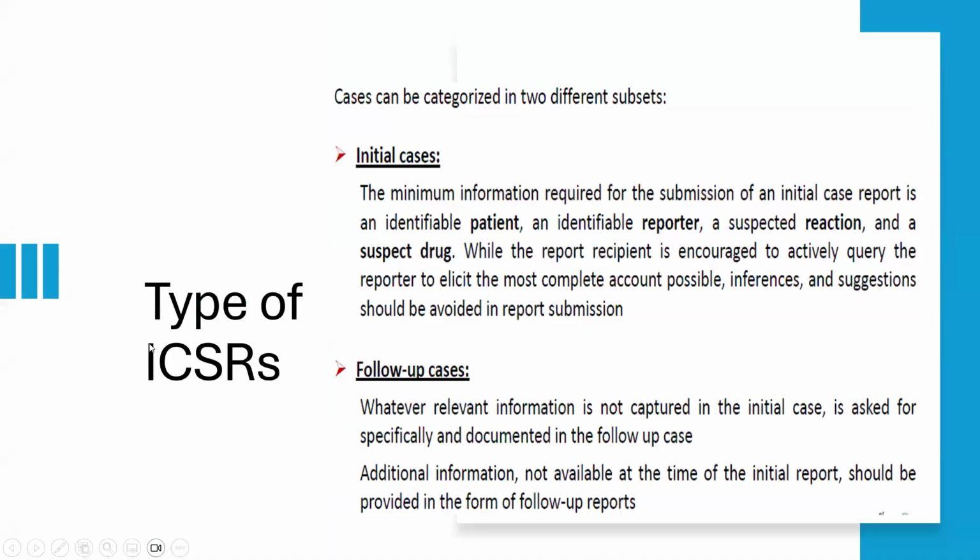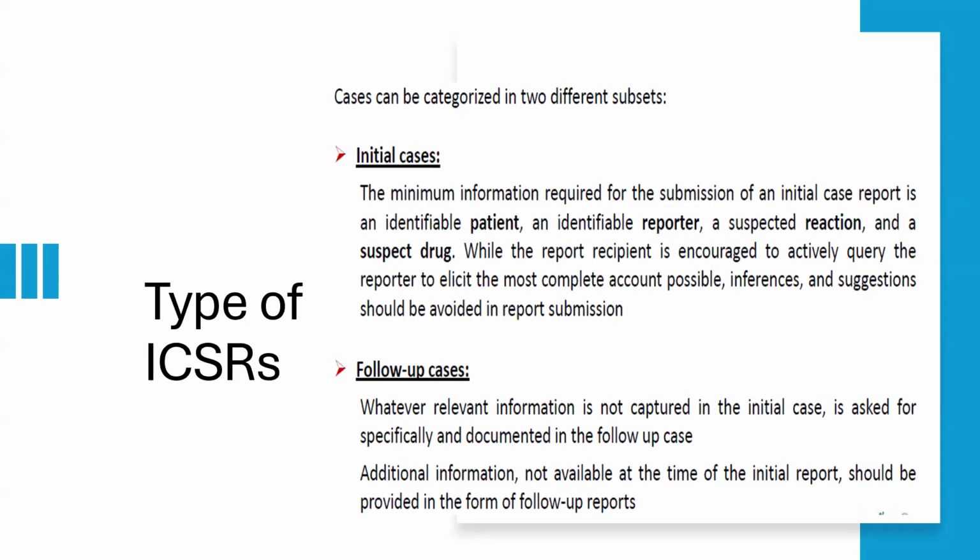There are always two types of ICSRs in PV processing. First is the initial cases and second is the follow-up cases. Initial case is the case which is received for the first time from the reporter, by the respective MAH or the regulatory authority, or whatever the receiver is. And when we say initial case, it doesn't mean that it is not a valid case. That case must be a valid case.